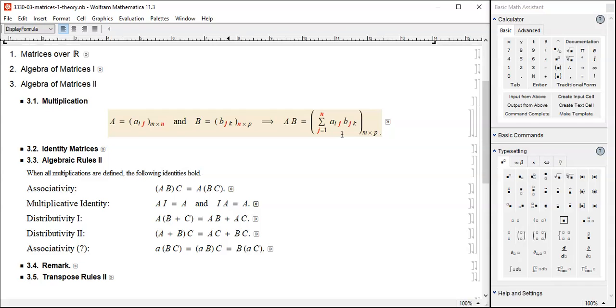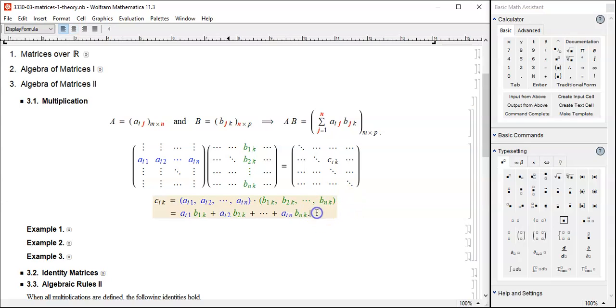The second is index j. ij, jk, they have to be the same because j is running from 1 through n to make this scalar product work. j equals 1, a1, b1; j equals 2, a2, b2; j equals 3, a3, b3, and so on, all the way up to j equals n, an, bn, and then add them all together. That's how you get the scalar product there.